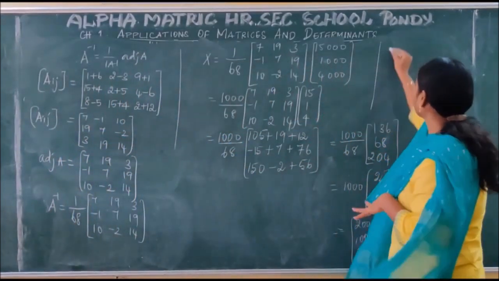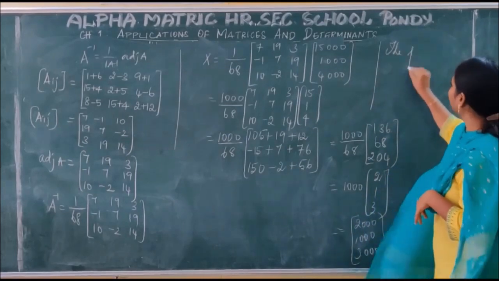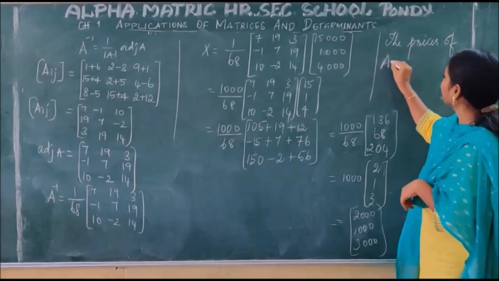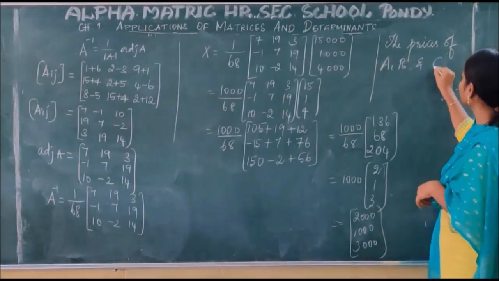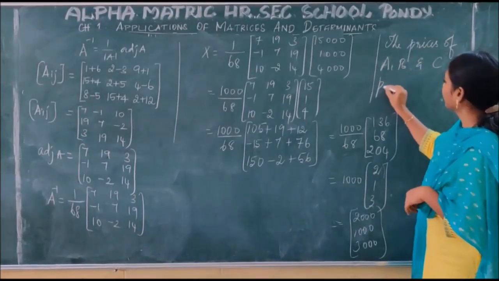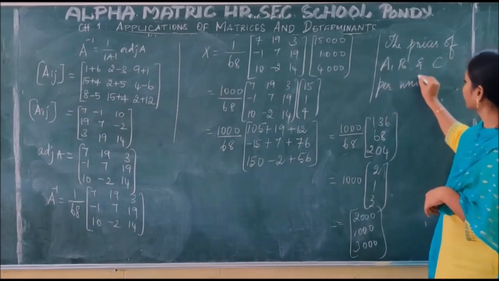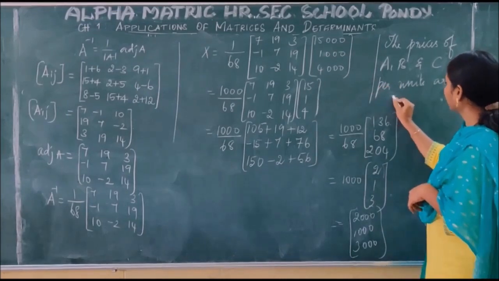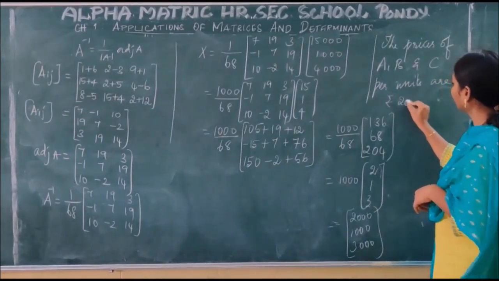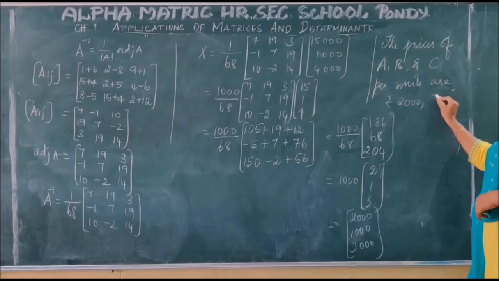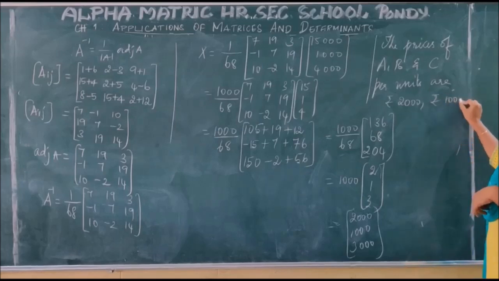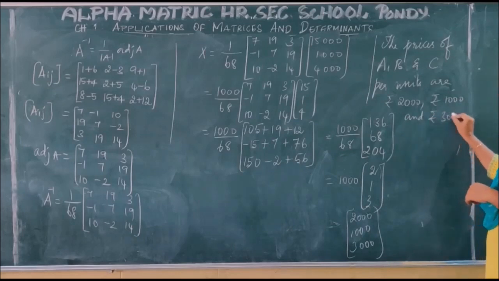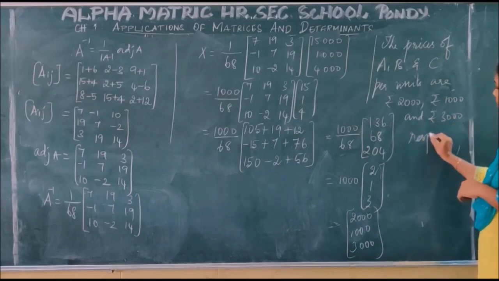At last we have to conclude the prices of A, B and C per unit are rupees 2,000, rupees 1,000 and rupees 3,000 respectively.